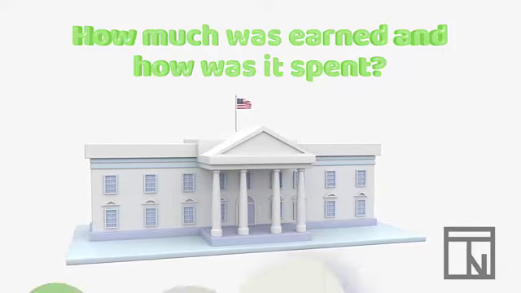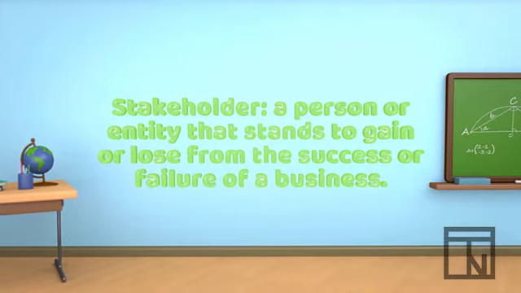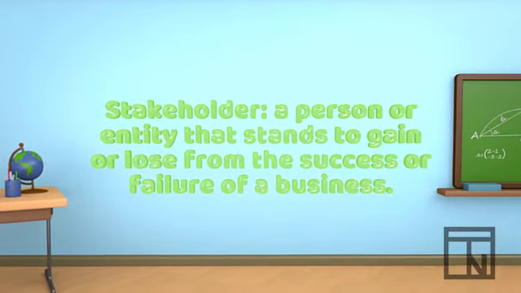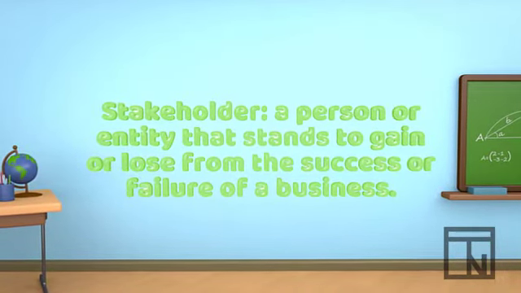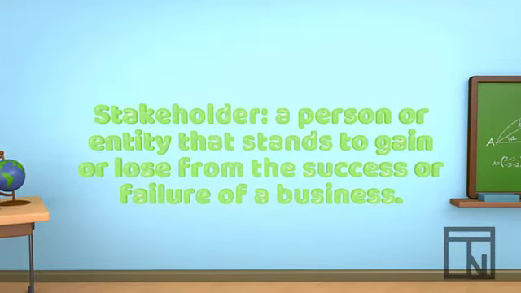All of these different groups of people, Jill the owner, the bank, and the government, are called stakeholders. Stakeholders are people or entities that stand to gain or lose from the success or failure of a business.